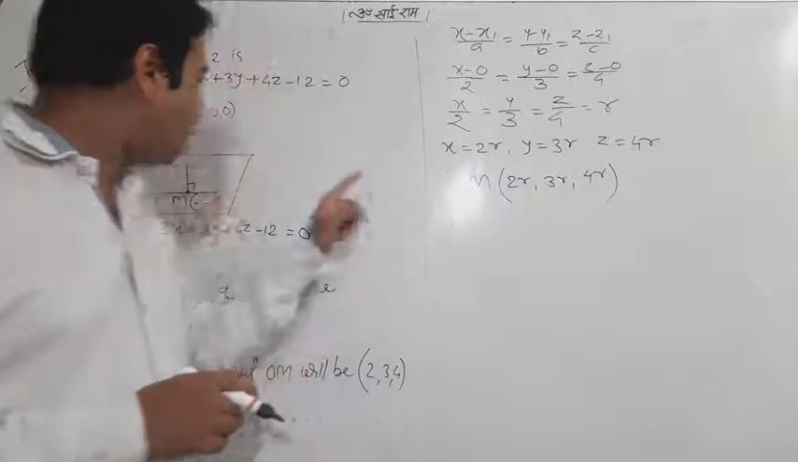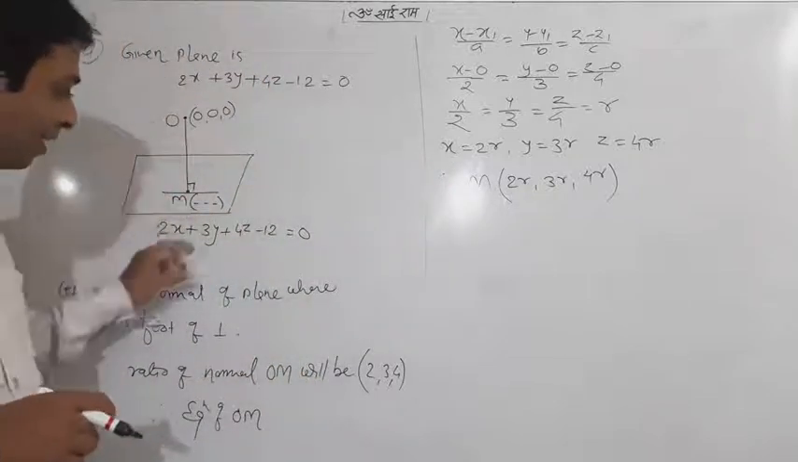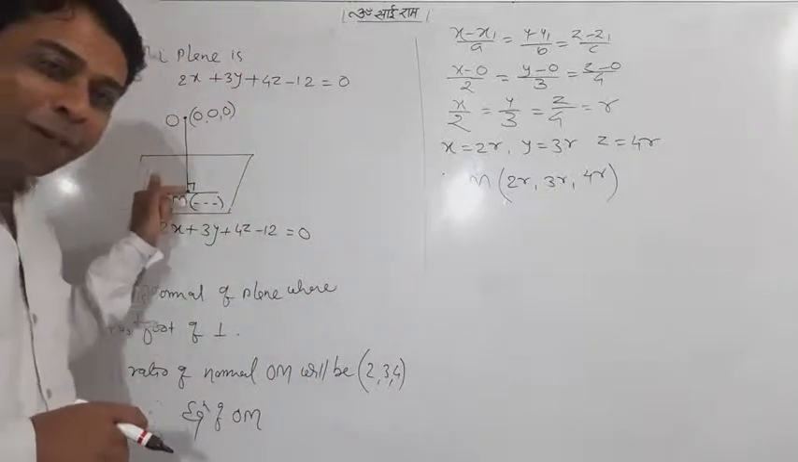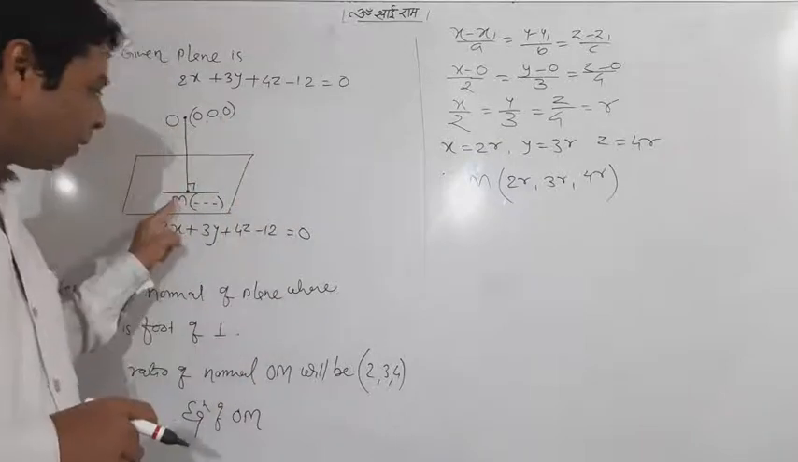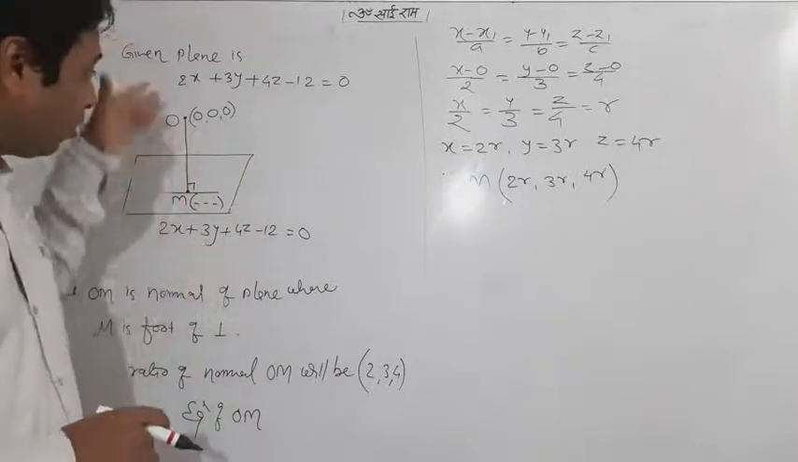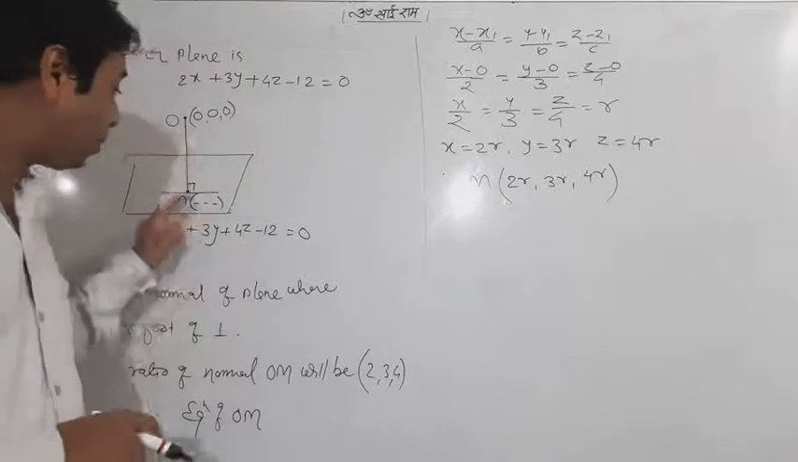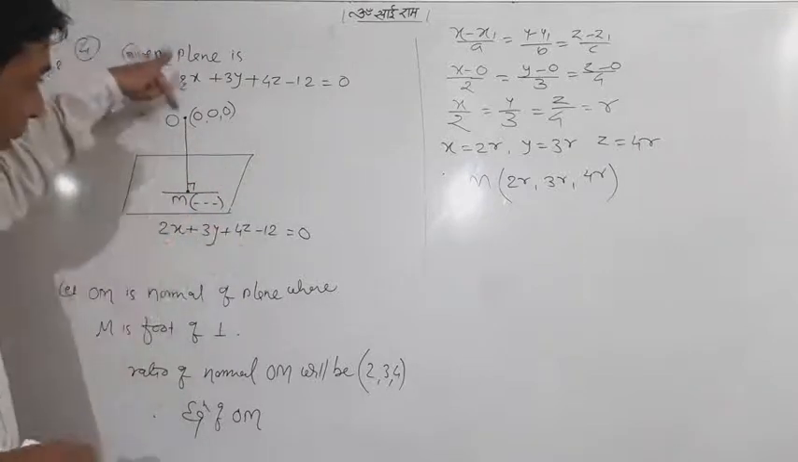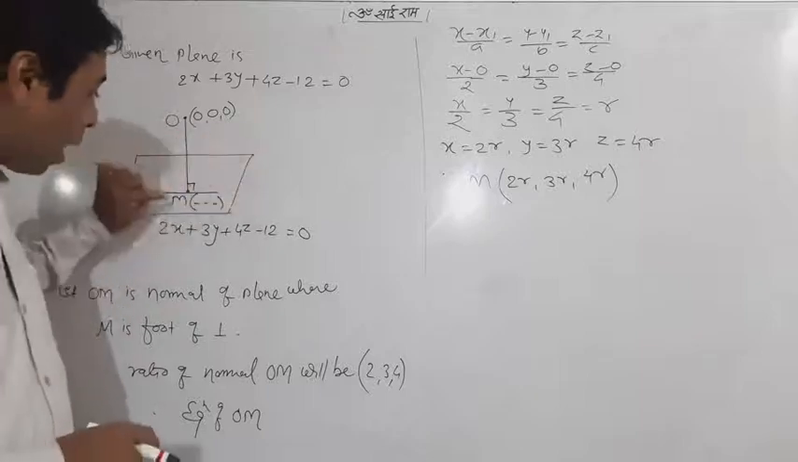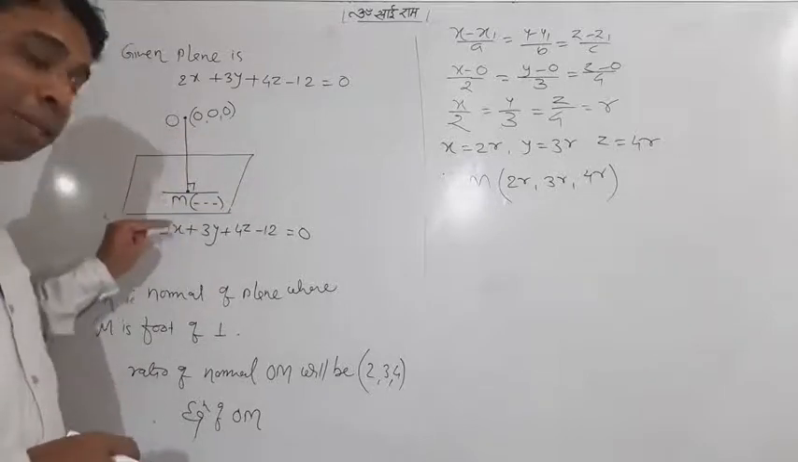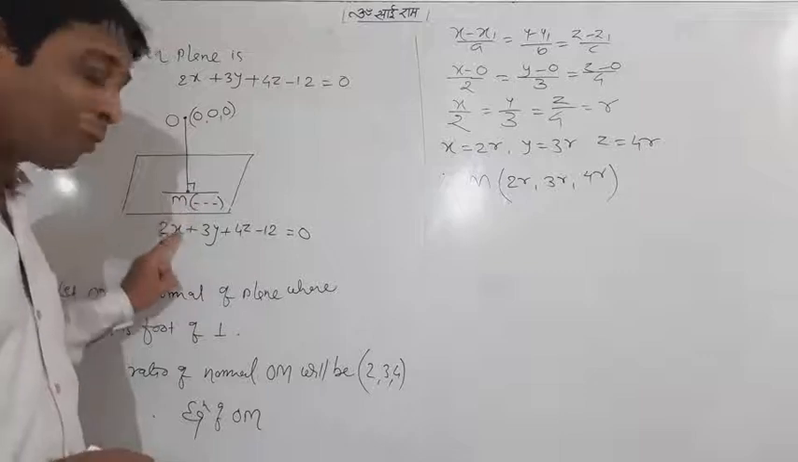So you know M is lying on the plane. Can you see the nature of M? We have three answers for M. Foot of perpendicular, yes. Point on the line, yes. Third, M is a point on the plane because the perpendicular is drawn from O to the plane. So M is lying on the plane. So what is the meaning of that? M will satisfy the plane.